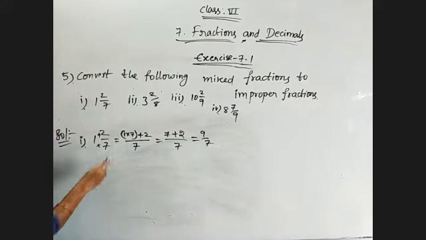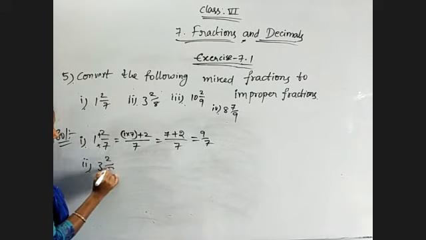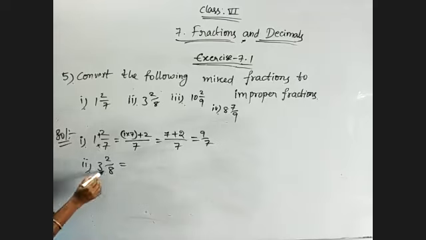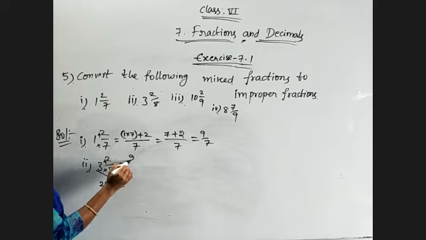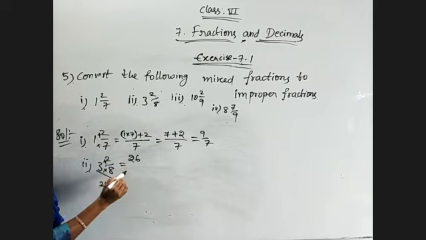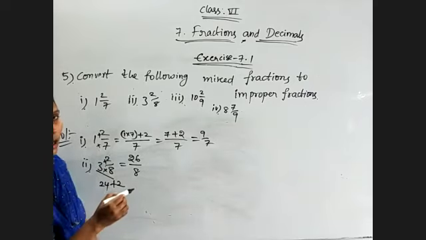So remember, now coming to the second question. 3 2 by 8. As I told you, first multiply these two, then add the resulting number. So 3 8s are 24, plus 2 is equal to 26. We will get 26 in the numerator and 8 in the denominator. That's it.